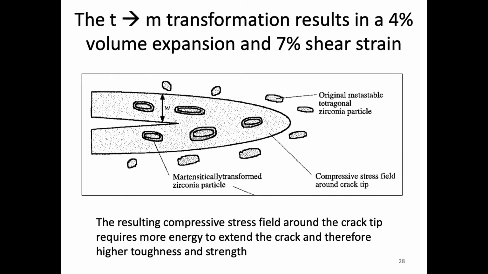All right, so let's look at some of the numbers with the differences between these two. Again, the tetragonal to monoclinic transformation results in a 4% volume expansion. So again, it's causing a compressive stress because of this volume expansion, and it also causes a shear strain, just like a martensitic transformation would, of 7%. And so that also would cause a compressive field in this material.